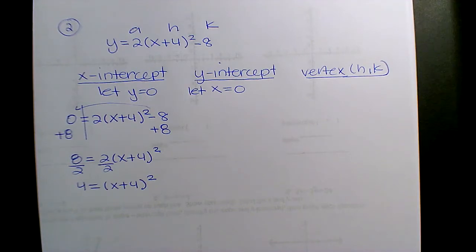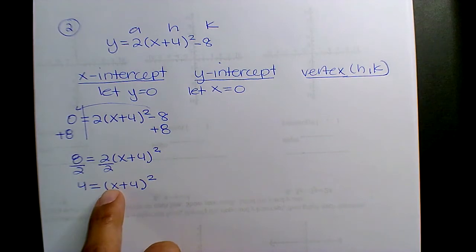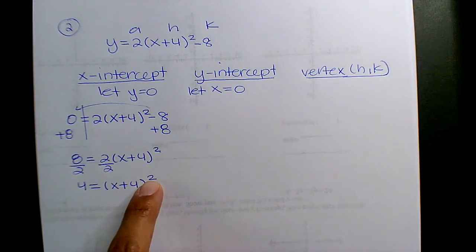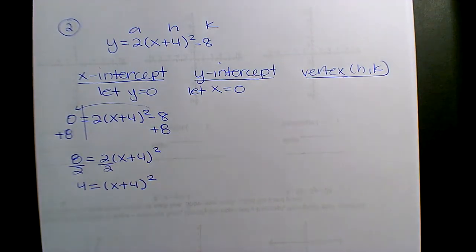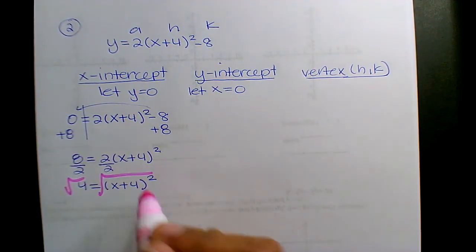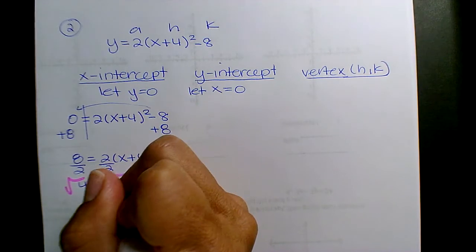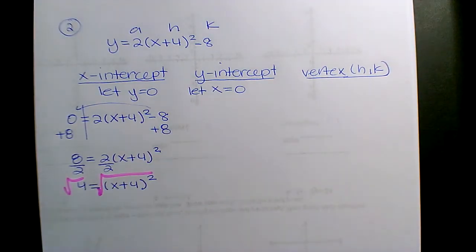You can only square root when you have the one term, the parenthesis. It doesn't matter what is inside the parentheses. This parenthesis squared is isolated, and the coefficient is a 1. You now can square root. So if I square root, oops, that doesn't look like a square root. Okay, what's the square root of 4?